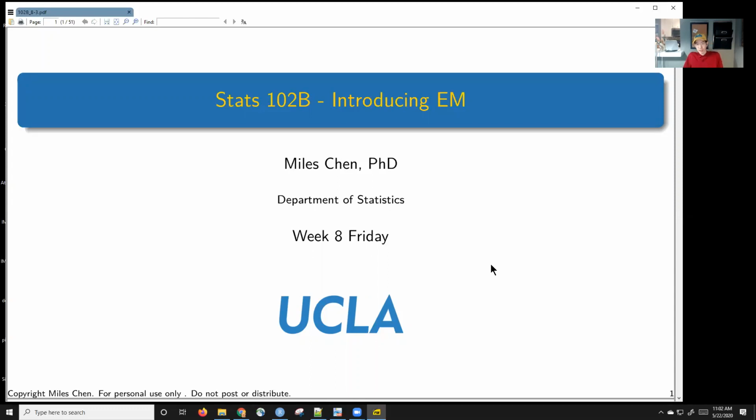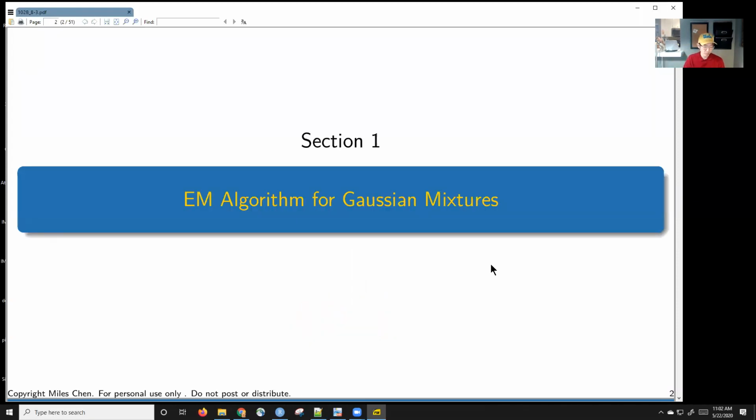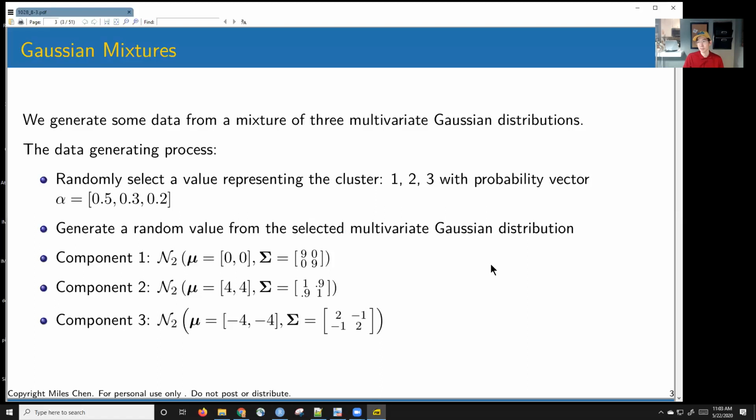Today we will look at the EM algorithm. The EM algorithm can technically be quite complex, but we will look at the EM algorithm for mixtures, and in this case, Gaussian mixtures. What we're going to do is generate data from a mixture of multivariate Gaussian distributions.